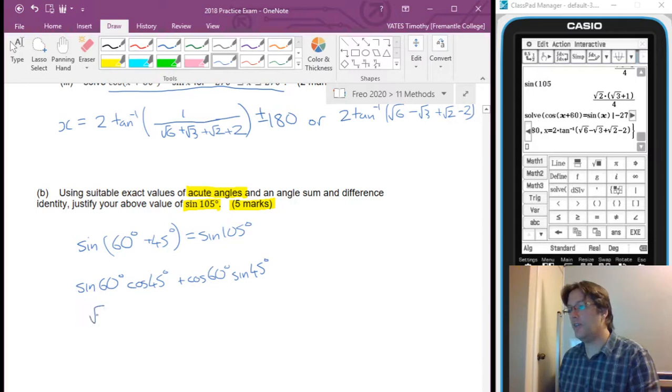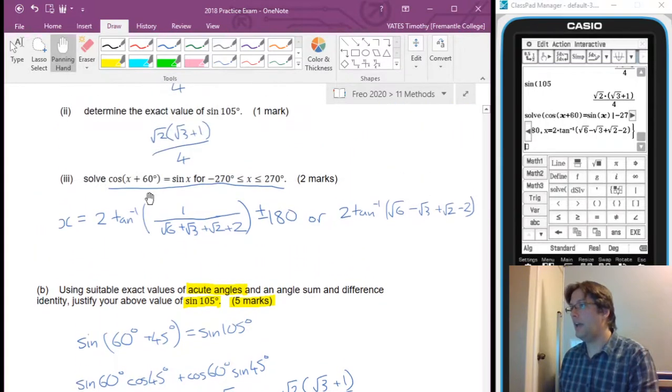Sine 60 is root 3 on 2. Cos 45 is root 2 on 2, or 1 on root 2, but I recommend using this version of it. Cos 60 is a half. Sine 45 is root 2 on 2 again. Now, we've got root 2 in both of those, so I'm actually going to take root 2 as a factor out the front. And then we've got 2 times 2 on the bottom, the 4 at the bottom for both of those. And as we can see, that is exactly what we've got up there.